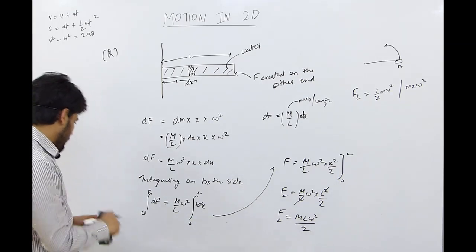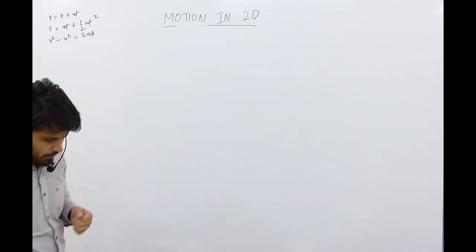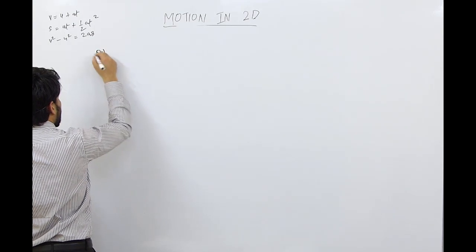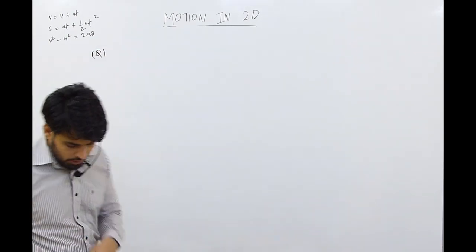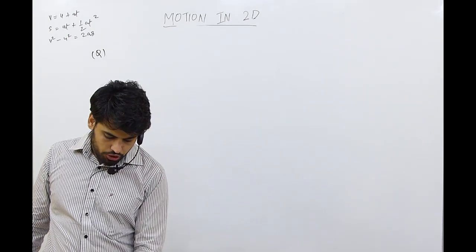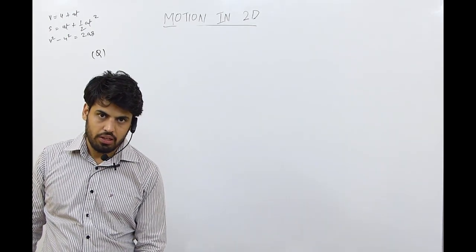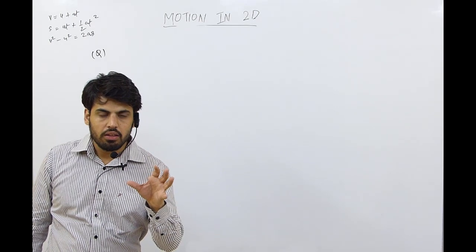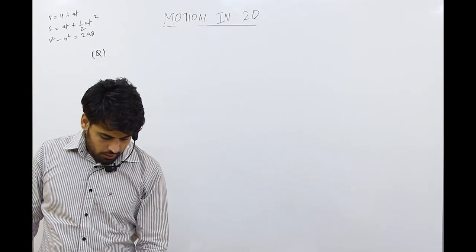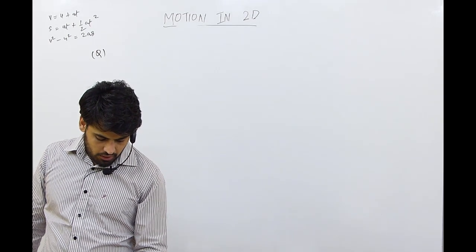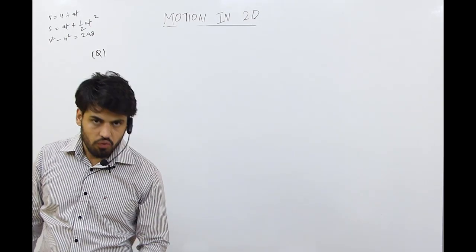Now let's solve another question. See, the question is given: the maximum range of a gun on horizontal terrain is 16 kilometer. Like when we fire a gun, the maximum range it can reach is 16 kilometer. g we have to take as 10. What must be the muzzle velocity of a shell?